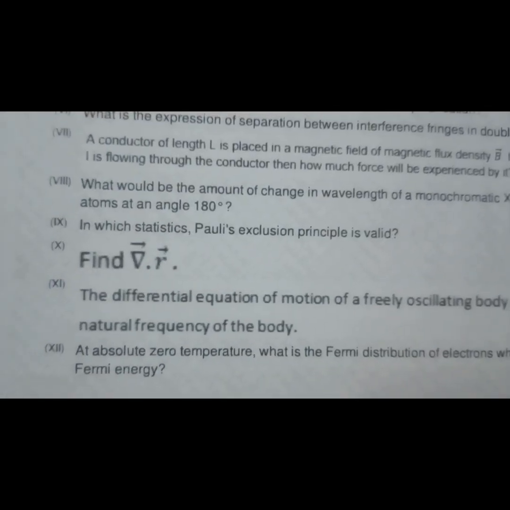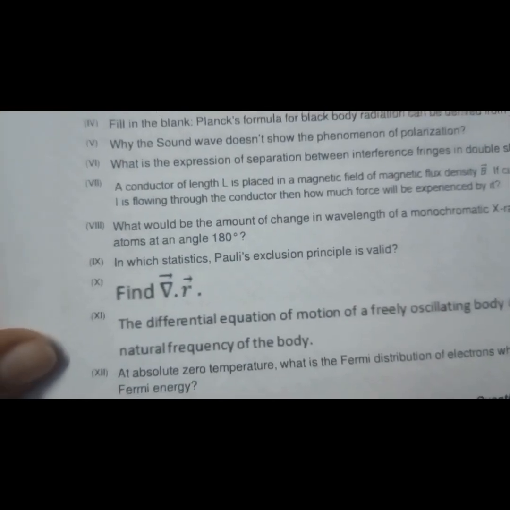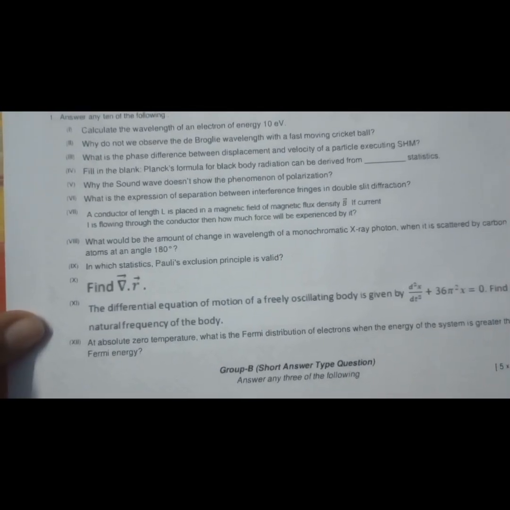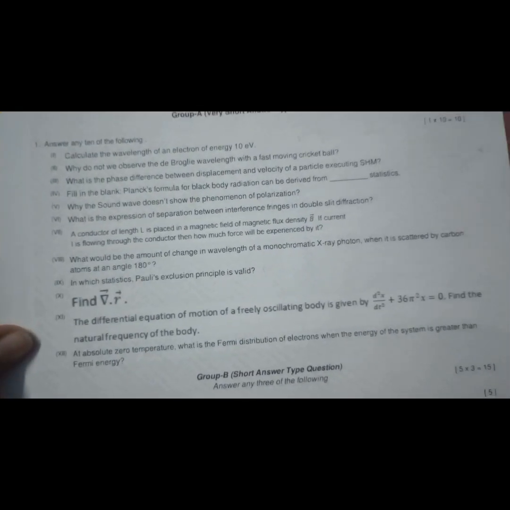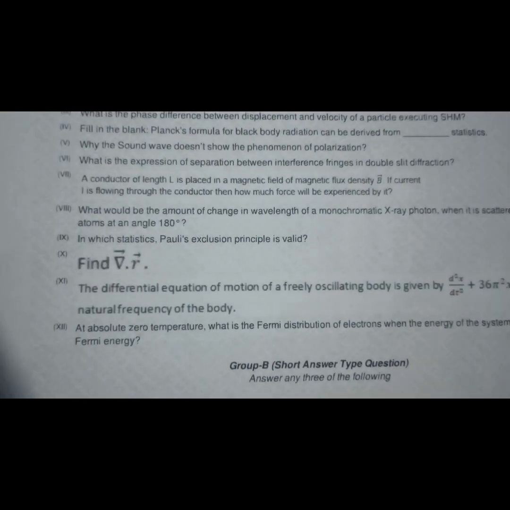Number 10. Find curl of r vector. Number 11. The differential equation of motion of a freely oscillating body is given by d square x by dt square plus 36 pi square x is equal to 0. Find natural frequency of the body. Number 12. At absolute zero temperature, what is the Fermi distribution of electrons when the energy of the system is greater than Fermi energy?